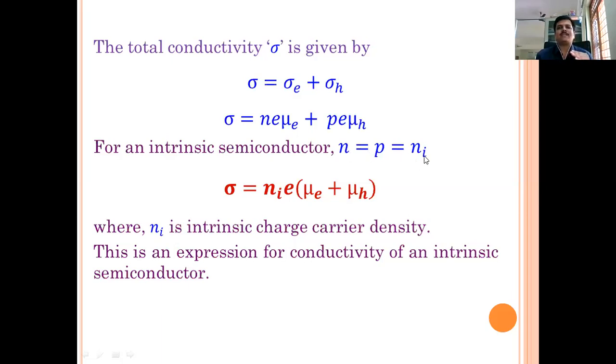Such an electron or hole intrinsic carrier density will be taken as ni. Substitute for n and p as ni, take ni outside, hence it becomes sigma equals ni into e, within a bracket, mu e plus mu h. Here ni is the intrinsic charge carrier density. This is the expression for the conductivity of an intrinsic semiconductor.